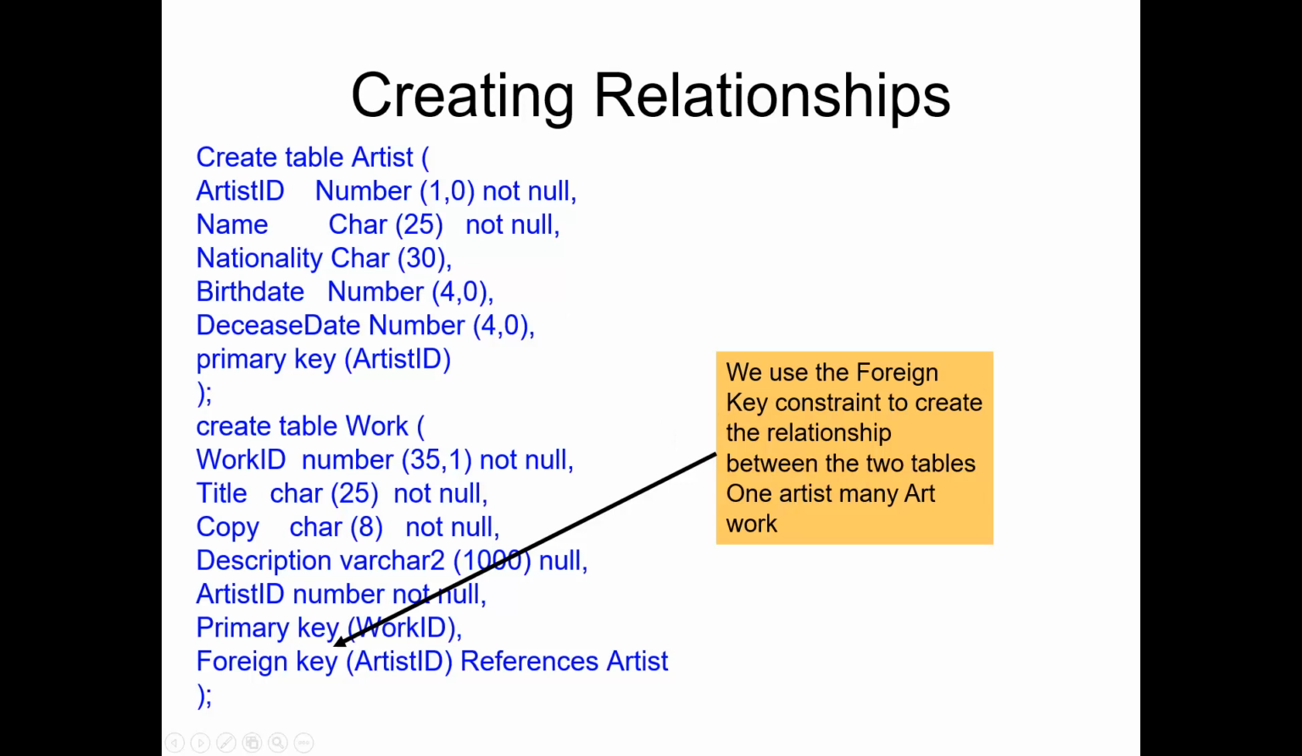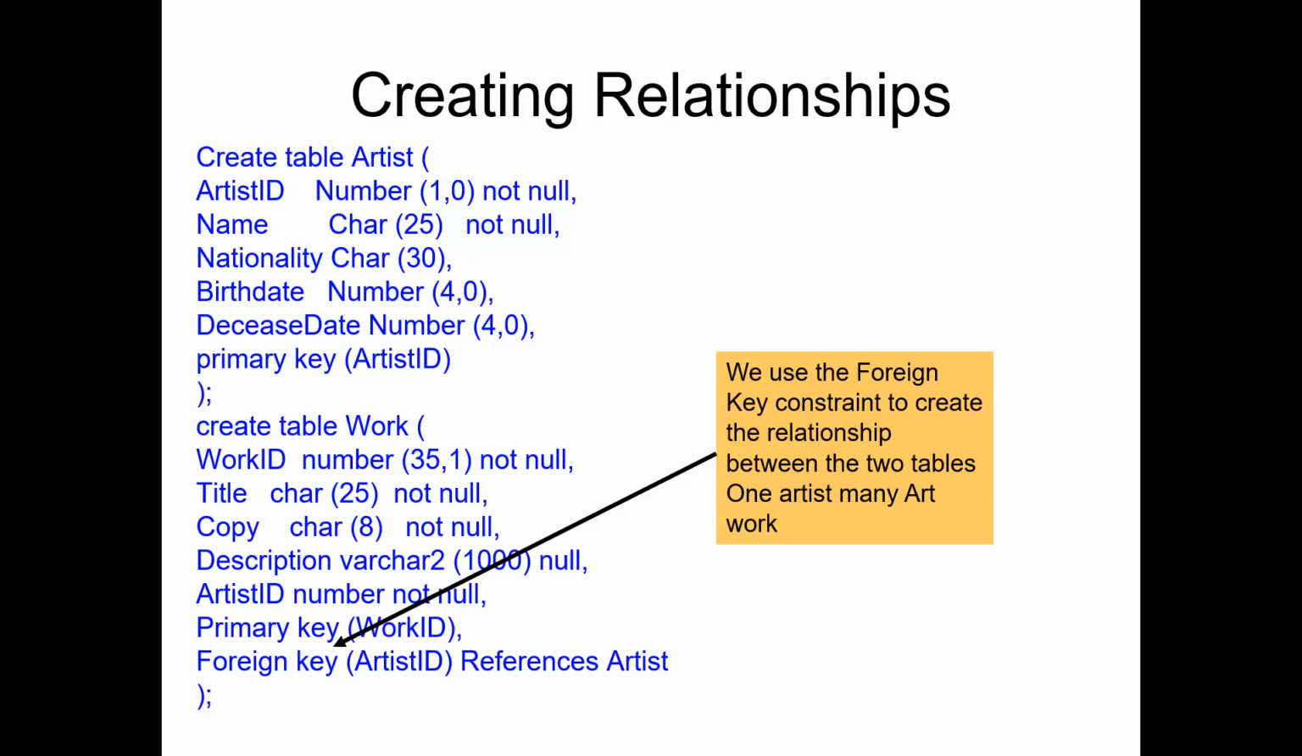So we create the second table, work. In this table, we have 4 columns. Then we add the artist ID column as a foreign key to connect the 2 tables. Notice that artist is the parent table and work is the child table. So the relation is one to many. One artist can have many artworks. So to connect the 2 tables, we add the primary key of the parent table as a foreign key in the child table. And this was one of the rules that we learned in the last session.